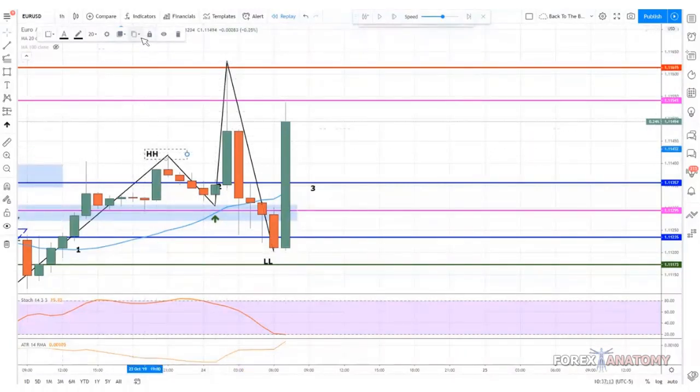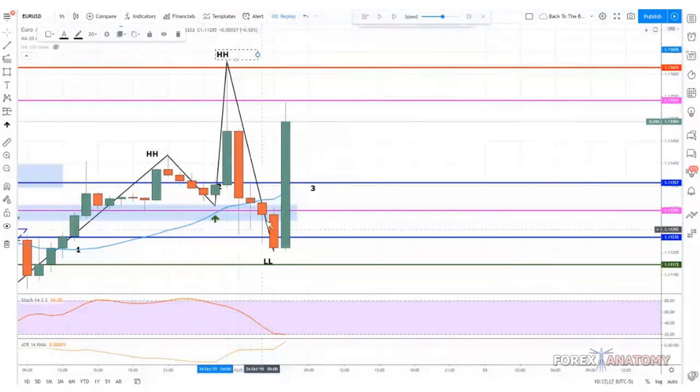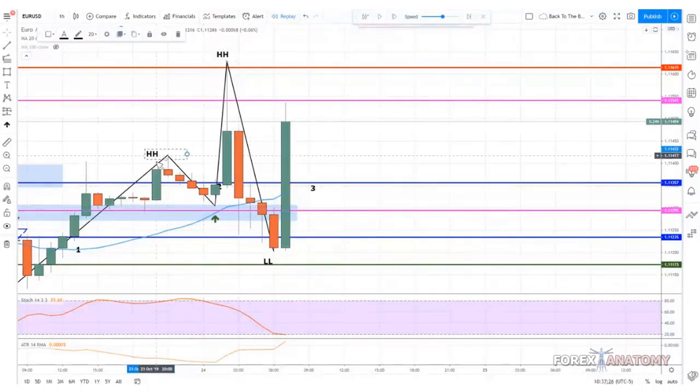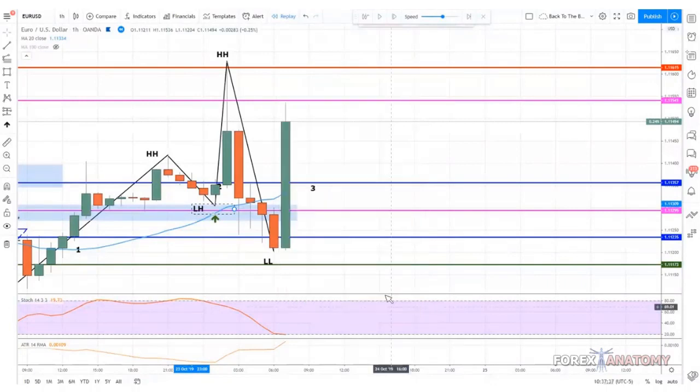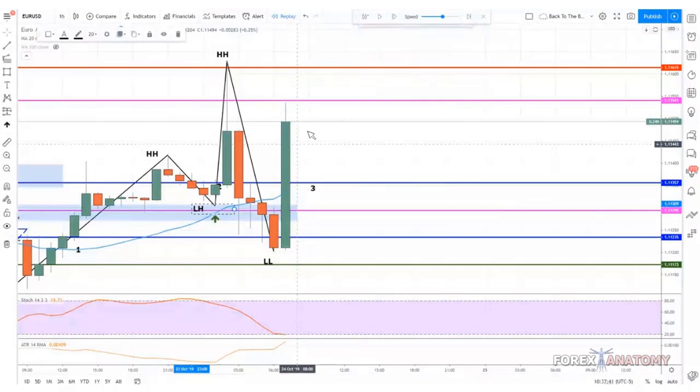Let me clone this. We did get a higher high. Price formed a lower low because it broke and closed below this current low. Let me just draw that in right here. We had this low. Price created a lower high. Then we had price pushed to the upside, right?